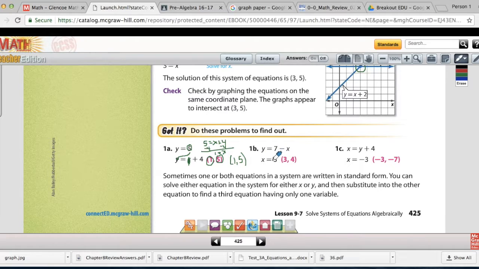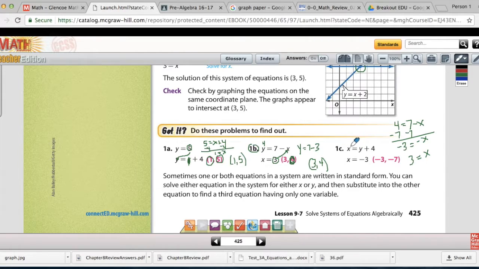For 1b, we have x is equal to 3, so I should be able to put that in wherever I see an x and then evaluate. So y is equal to 7 minus 3. 7 minus 3 is 4. That's my y value. And then if y is equal to 4, we should be able to put that into our first equation, and we have 4 equals 7 minus x, subtract 7, subtract 7, negative 3 equals negative x, so positive 3 is equal to a positive x. So the ordered pair (3, 4) is the solution to that system of equations in 1b.